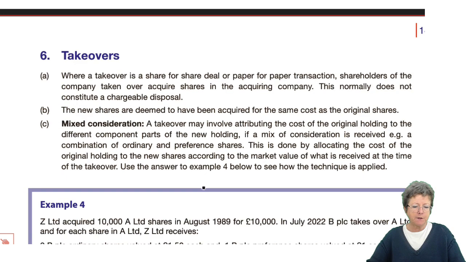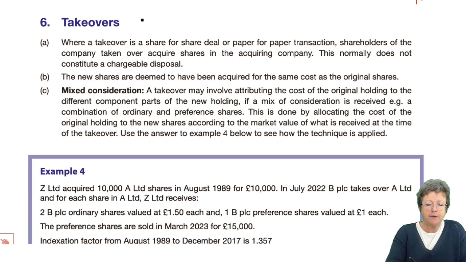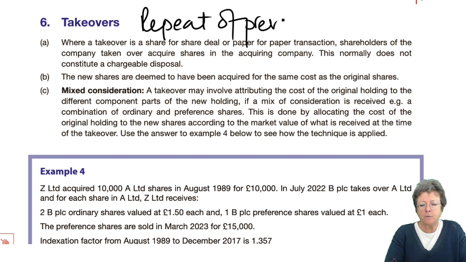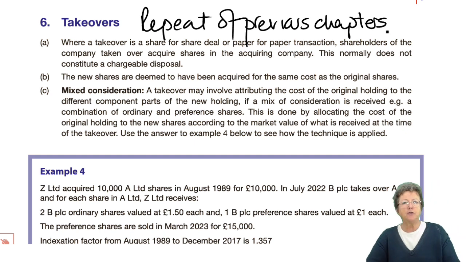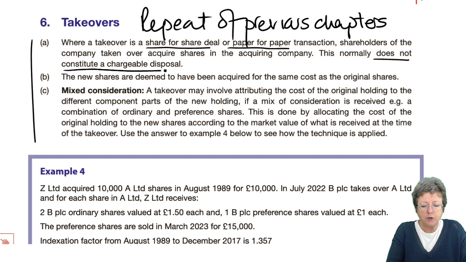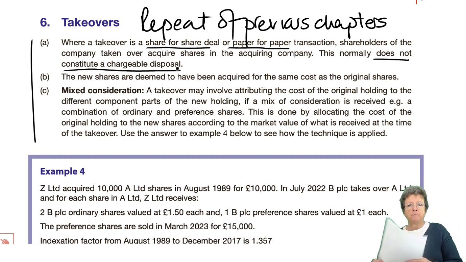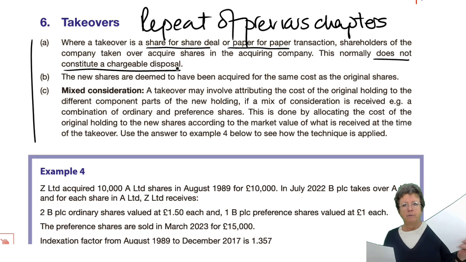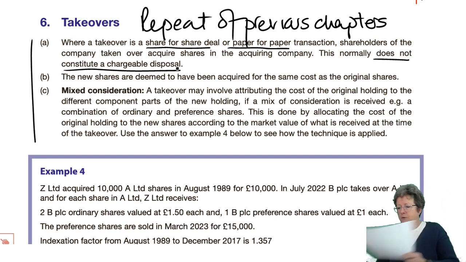Next page, takeovers. Again, this is a repeat of previous information. So please, you should have done the capital gains tax chapters before you did this chapter. These are repeats. Where the takeover is share for share or paper for paper, it does not constitute a chargeable gain. Basically, you swapped one piece of paper, blue shares, for red shares. No cash, no tax.